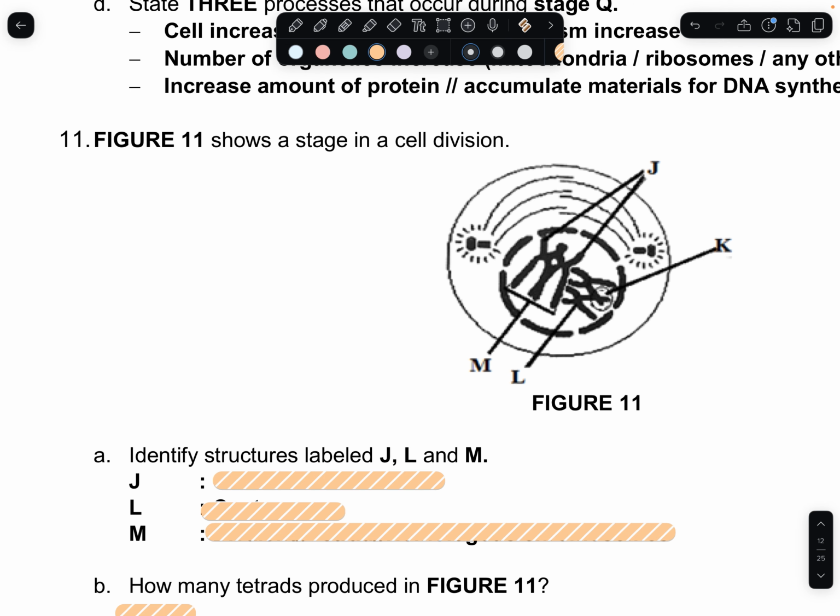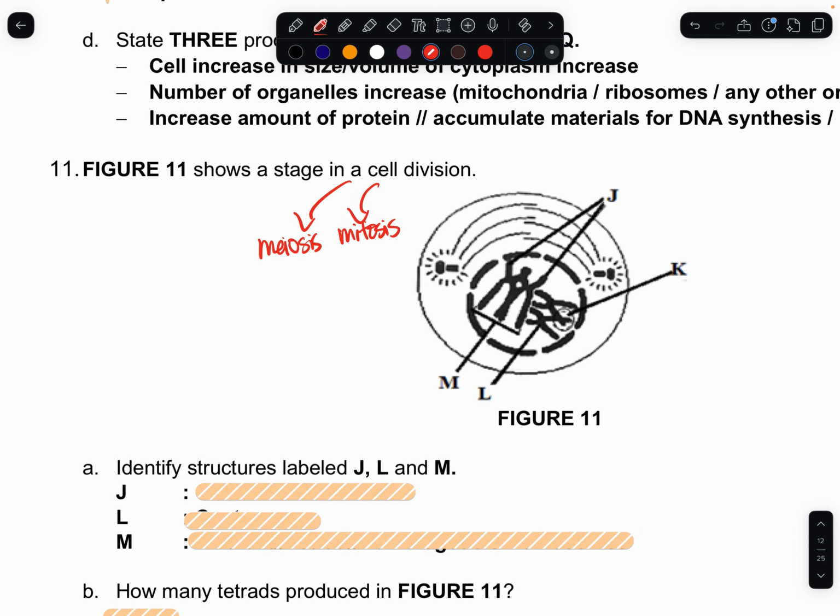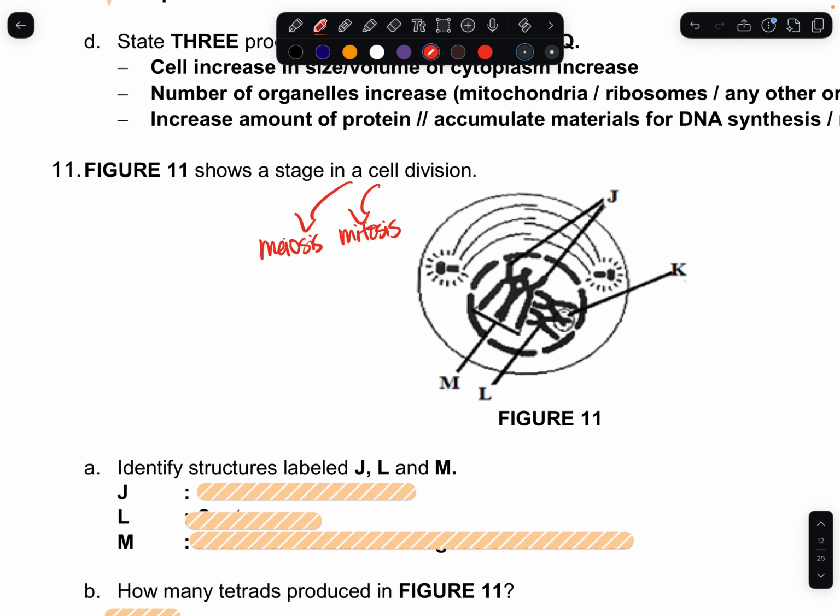Okay, so for this question, kita baca dulu soalan. Figure 11 shows a stage in a cell division. So kita tahu kalau in a cell division, it's either mitosis atau meiosis. Itu yang kamu patut fikirkan lah. So when we look at this diagram, what do you think? Is it mitosis or meiosis? Macam mana untuk kita tahu?